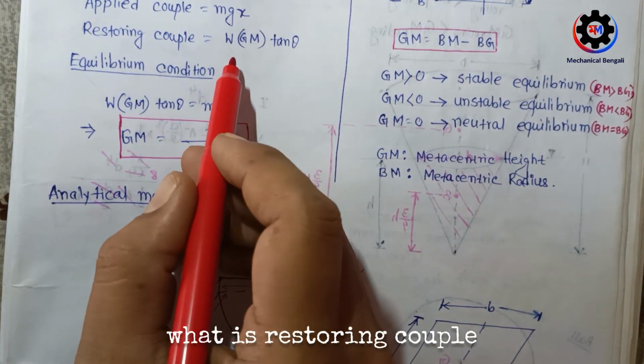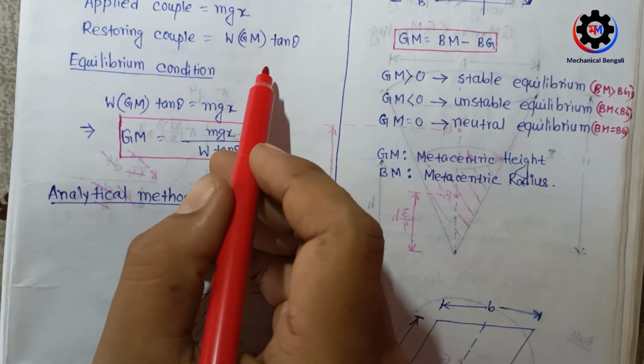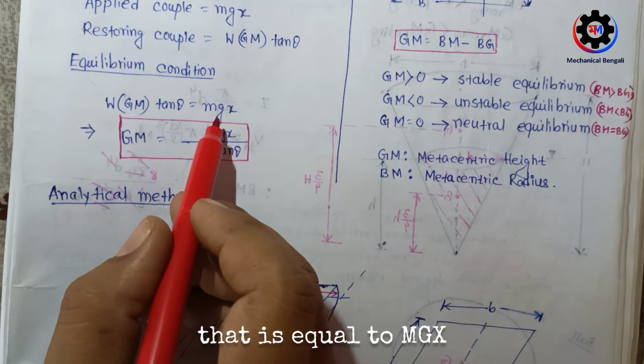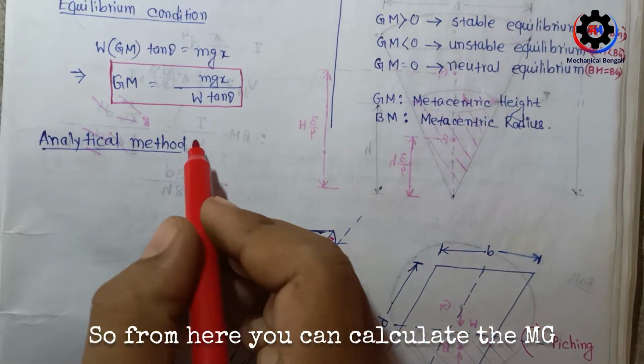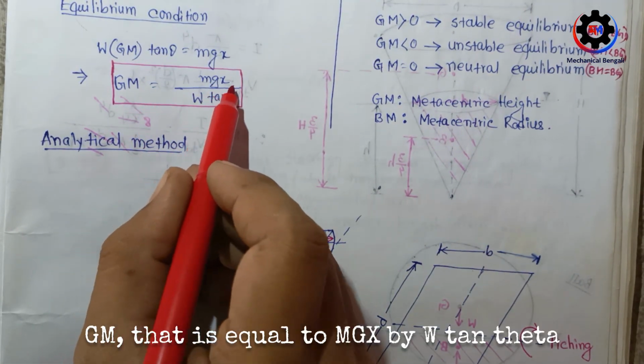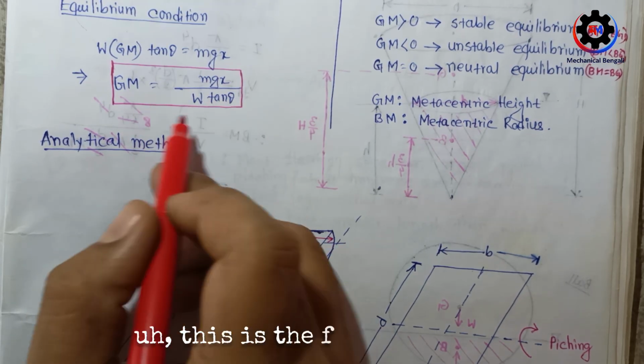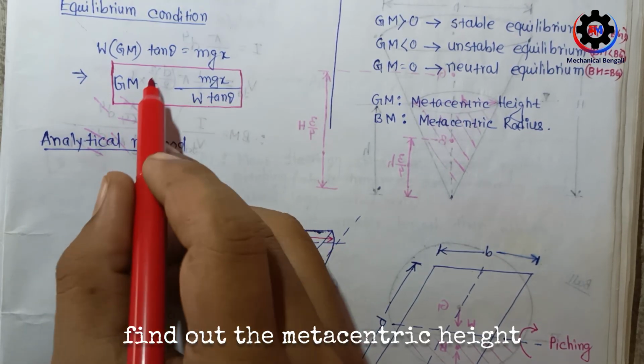And what is the restoring couple? W GM tan theta. So for the equilibrium condition, W GM tan theta is equal to mgx. So from here you can calculate GM, that is equal to mgx divided by W tan theta. This is the formula to find the metacentric height.